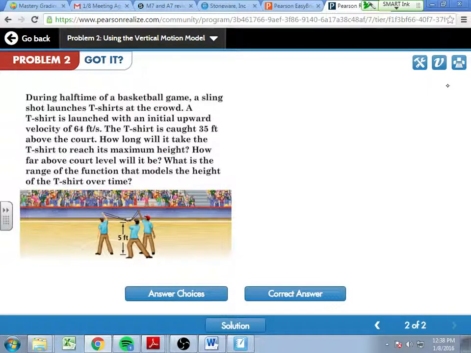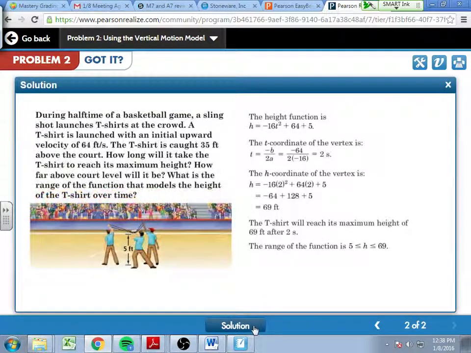So again, if you want to find the max height, you first start out by finding your axis of symmetry, plugging it back in. So that gives us our max height. But then when we ask how far above the ground level will it be? What is the range? Okay, sorry, I was trying to make this too complicated. We will get to what I was trying to do next week to show you guys, if you care.